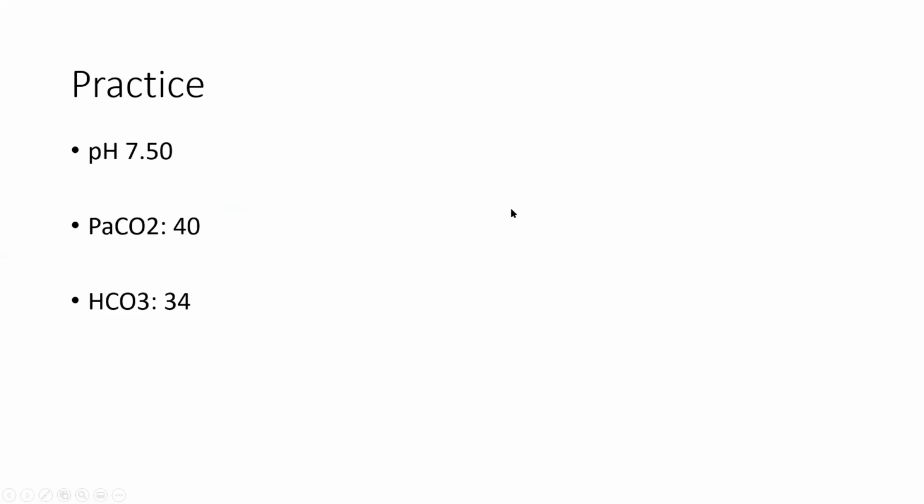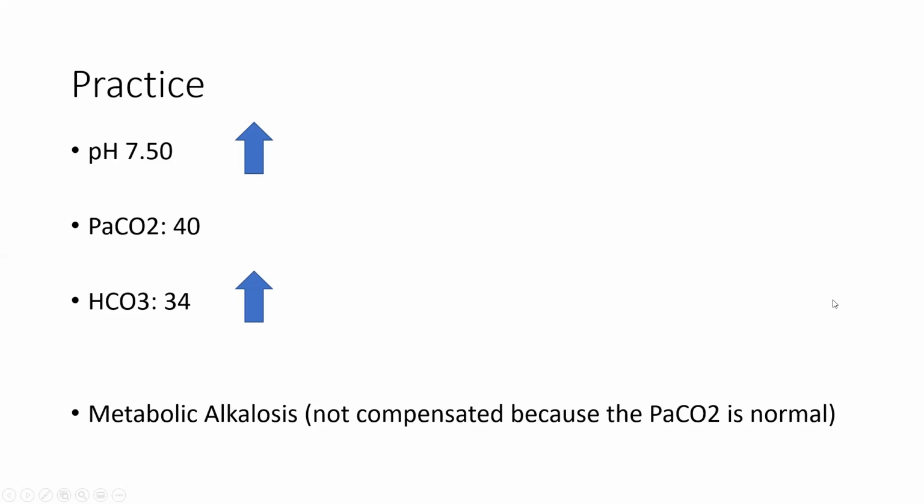A 7.5 pH, that is elevated, or alkalosis. Our PaCO2 is 40. Remember, our normal is 35 to 45, so no problems there. And then our bicarb is 34. Remember, our normal is 21 to 28, so that is also high. When the pH is high, we anticipate the bicarb to be high, so this is metabolic alkalosis. And again, not compensated because the carbon dioxide level is normal.